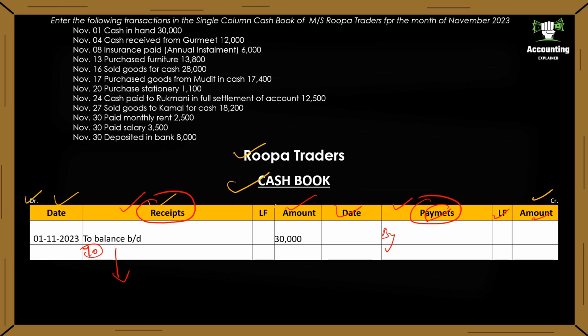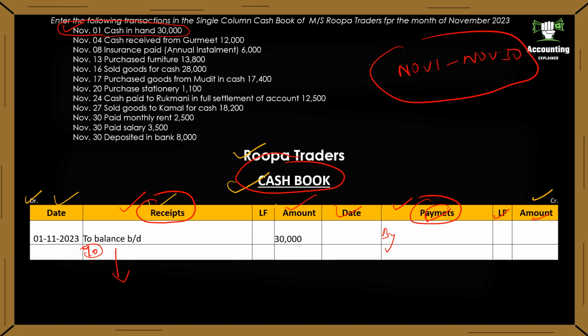First, what is the first transaction or entry? November 1, cash in hand rupees 30,000. November 1 is the first date of the month. Here we are preparing this cash book for 1 month, November 1 to November 30. So on November 1 we already have cash of rupees 30,000. This means this is your opening balance. Cash is an asset, no? So it will always have a debit balance as the opening balance.